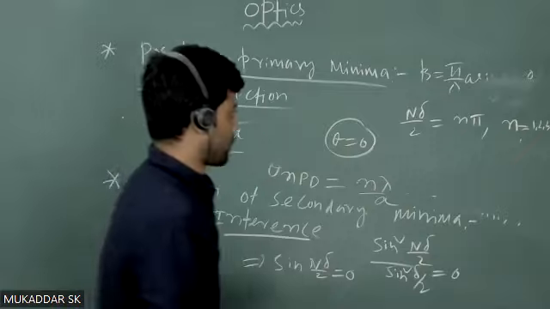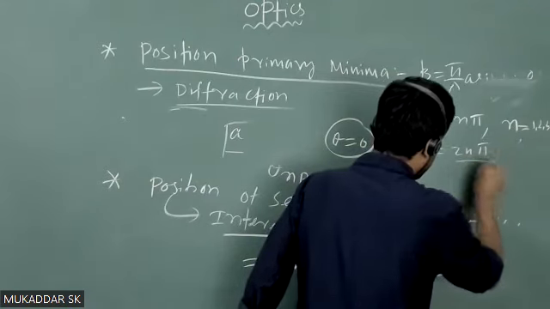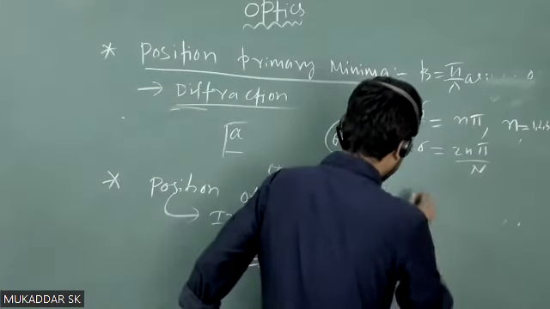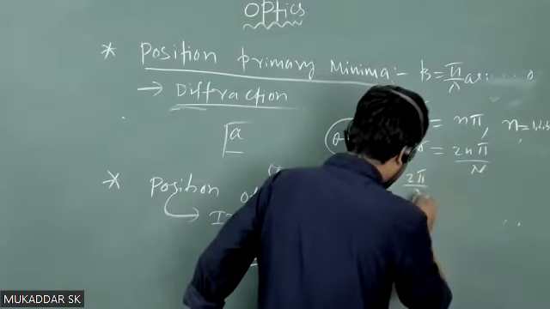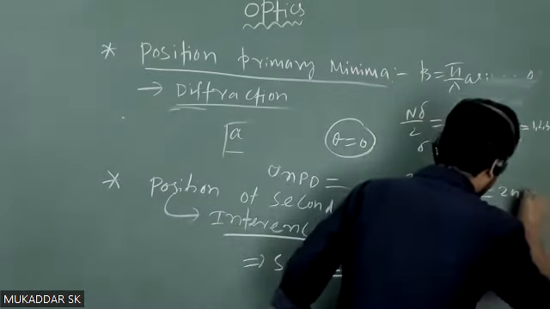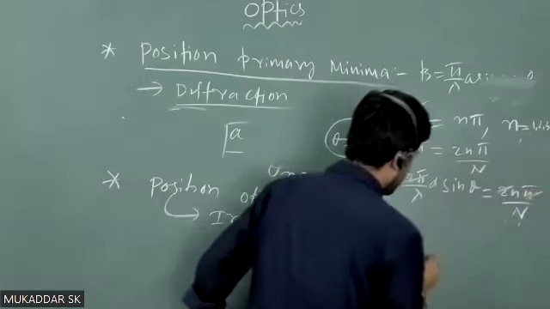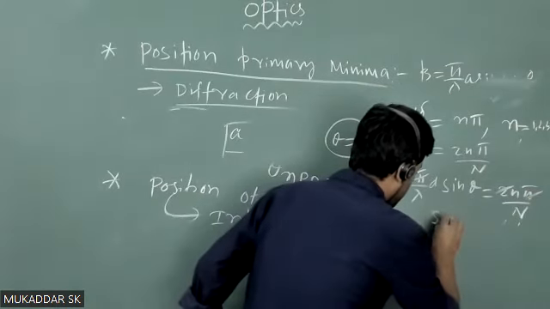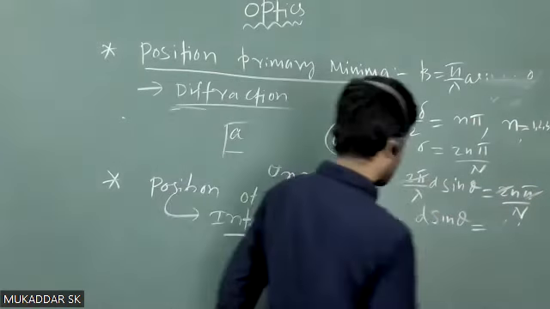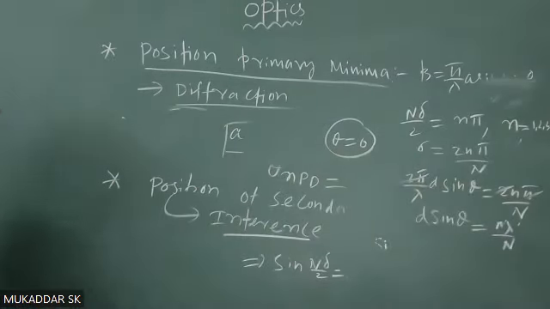Okay. Now it means delta should be how much? Delta should be twice n pi divided by capital N. And delta is basically how much? Delta का expression क्या है? Delta is nothing but twice pi by lambda d sine of theta. That should be equal to twice n pi divided by capital N. This 2 pi will be cancelled with this 2 pi. So from here you will get the value of d sine theta. D sine theta will be n lambda by capital N.